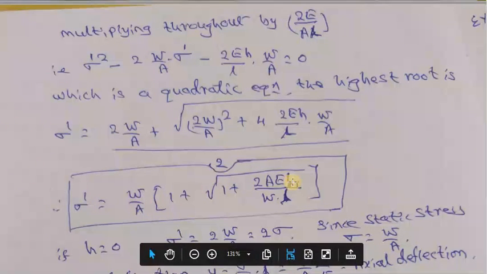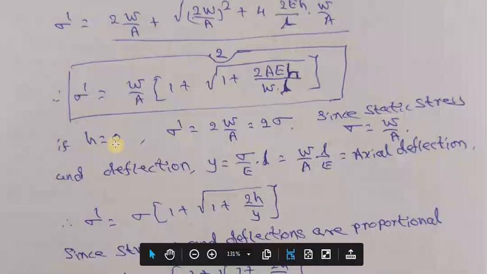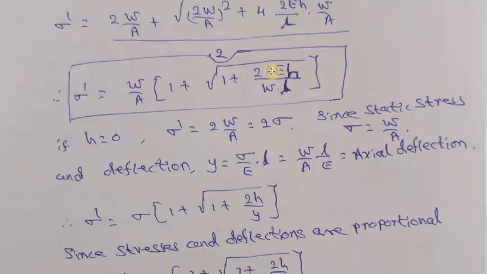Suppose in this equation the height of fall, h, is going to be 0. What happens if h is 0? So this second term becomes 0. The square root of 1 is 1, so 1 plus 1 is 2, so 2 times W by A remains. That's what I have written here: sigma dash is 2 times W by A.